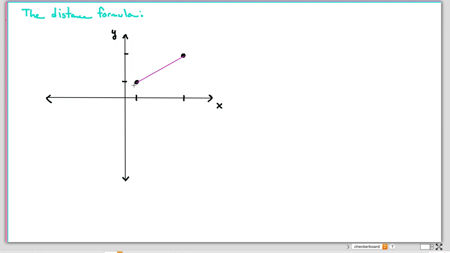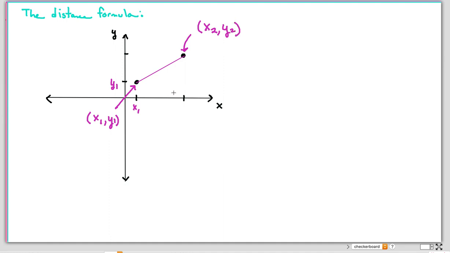So this point right here, I'm going to call this point x1, y1. Okay, this is any point. This could be any x value, and then this could be any y value. So this is any point, x1, y1. Now this point right here is of course any other point, but I've got to distinguish it, so I'm going to call it x2, y2.